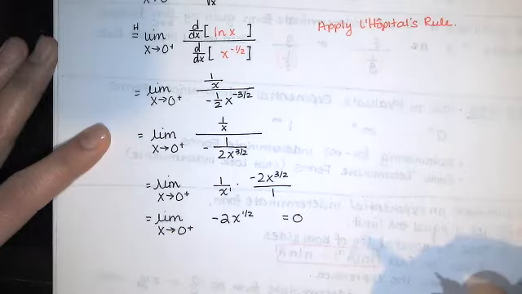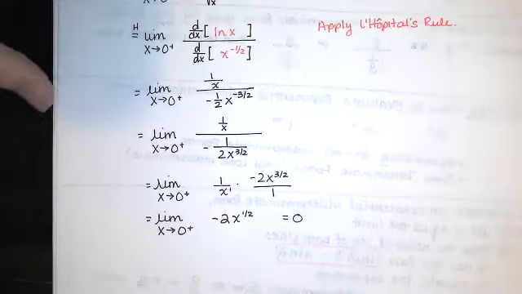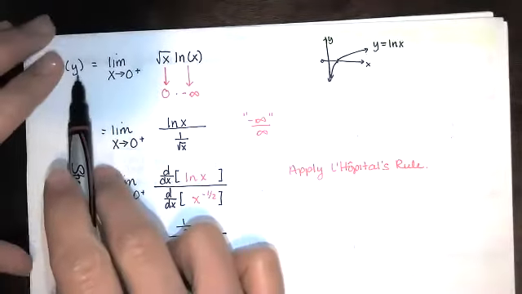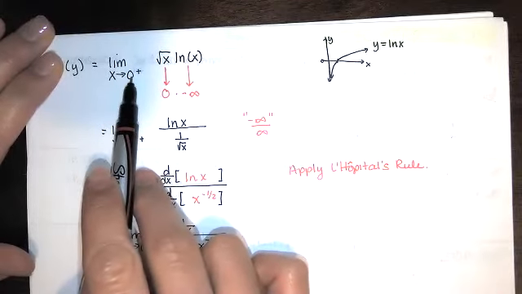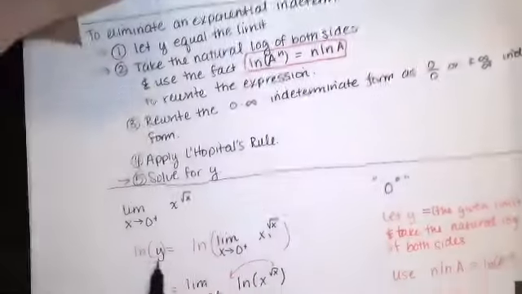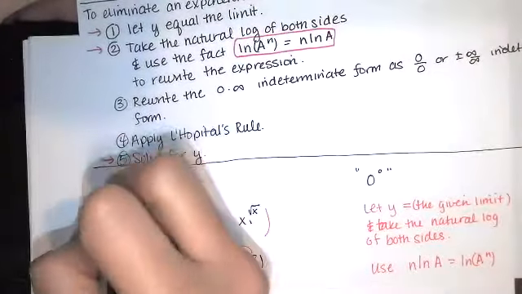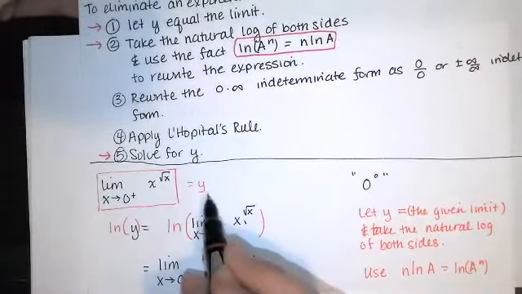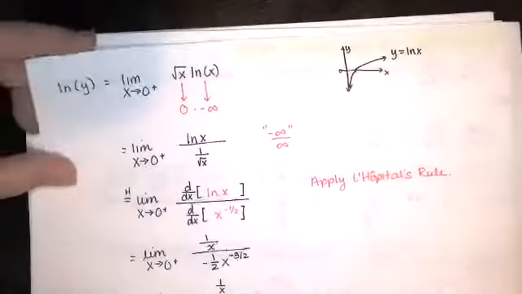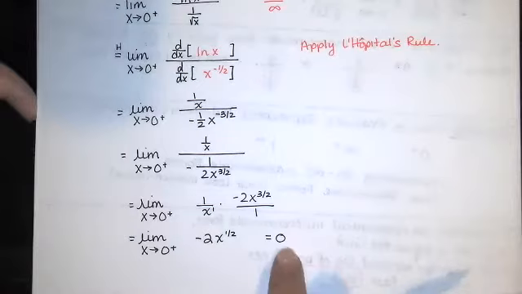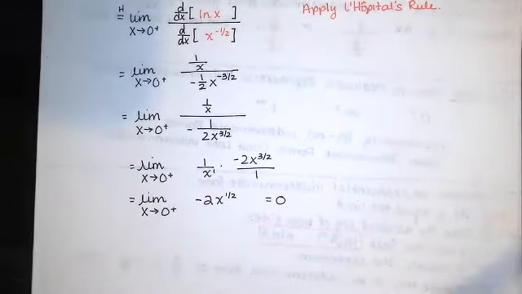Okay, now that is not our answer. We did all of that and we did not get the answer yet. The answer was y. Y was the limit as x approached 0 from the right of x raised to the square root of x power. That was this. We said, let's let y equal this. And our goal was to find y. So right now we've got natural log of y. Natural log of y is equal to 0. So now we have to solve for y.